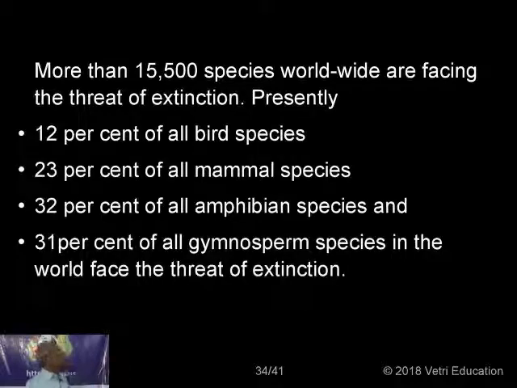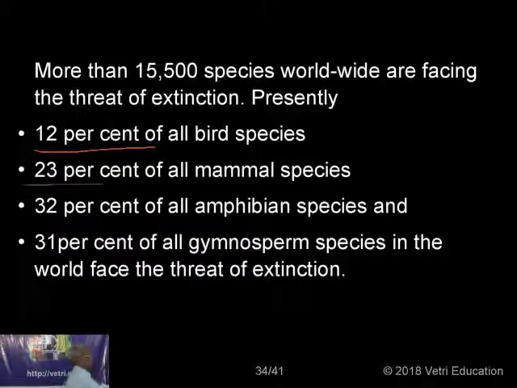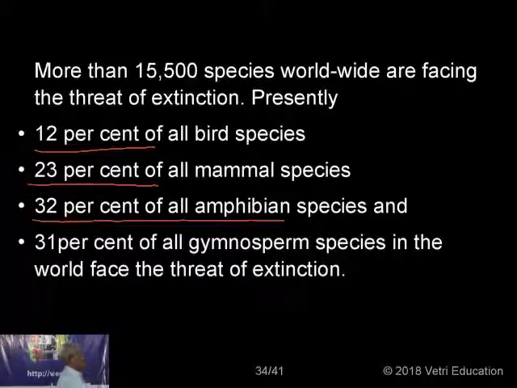More than 15,500 species worldwide are facing the threat of extinction. Presently, 12% of all the bird species, 23% of the mammals, 32% of all the amphibians, see, amphibian rate here also more, 31% of all gymnosperm species in the world face the threat of extinction.